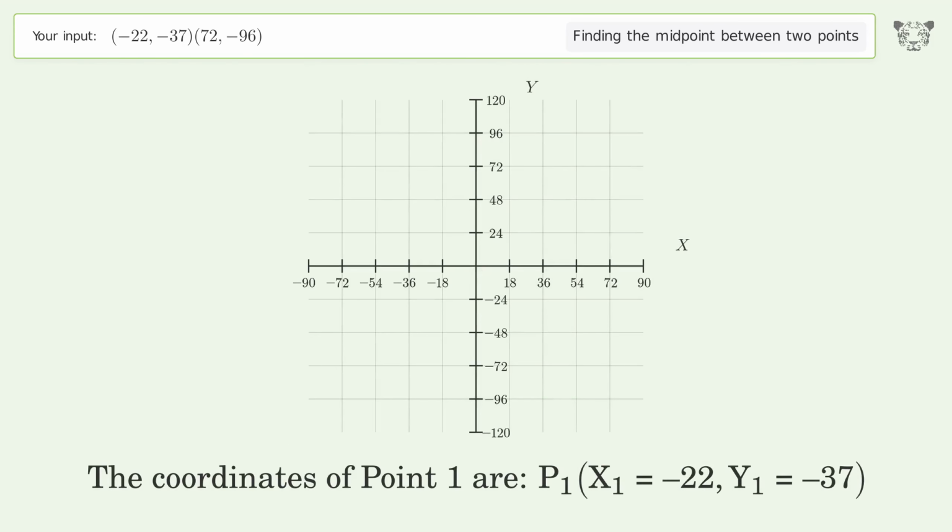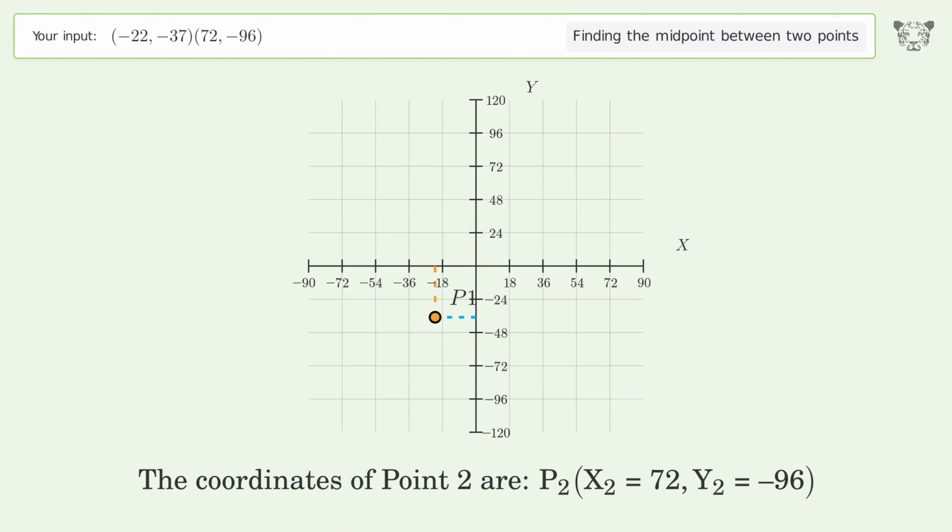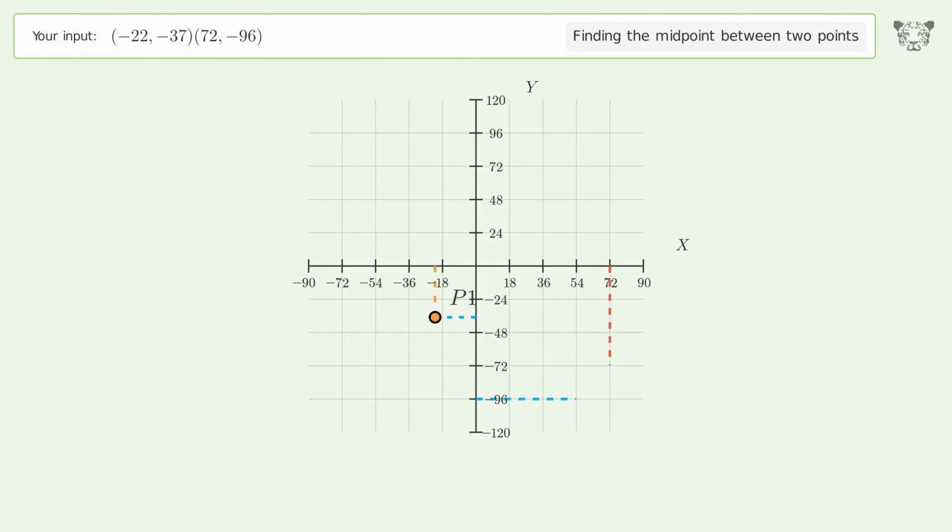The coordinates of point 1 are x1 equals negative 22, y1 equals negative 37. The coordinates of point 2 are x2 equals 72, y2 equals negative 96. PM represents the midpoint of the 2 points.